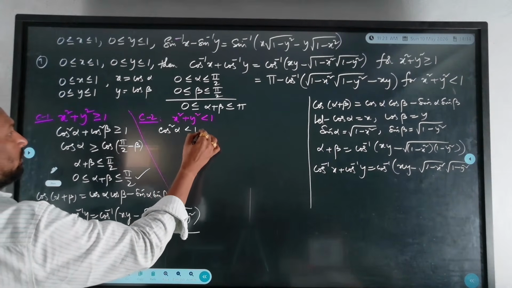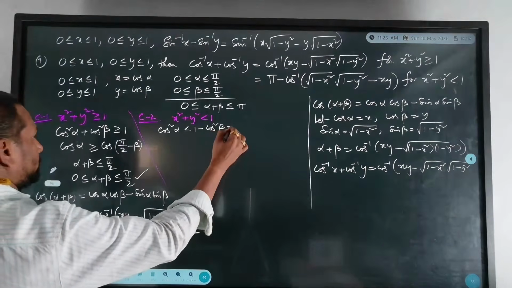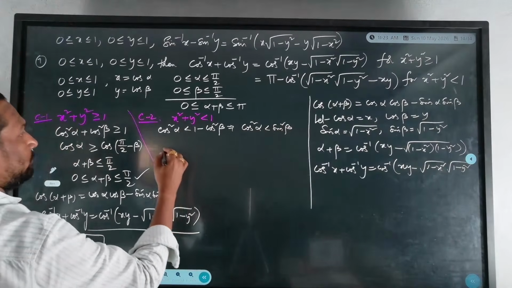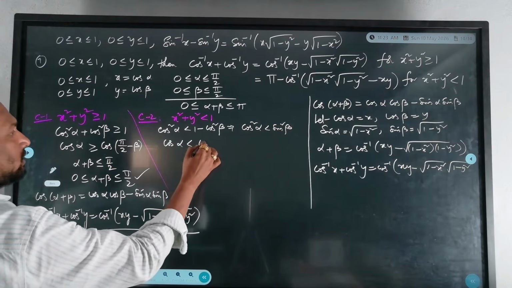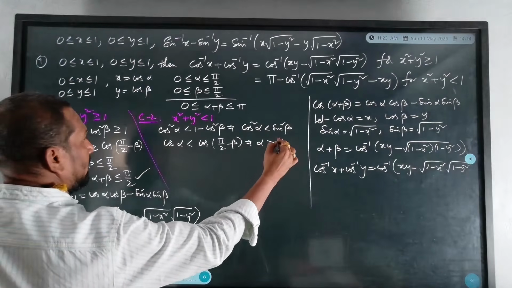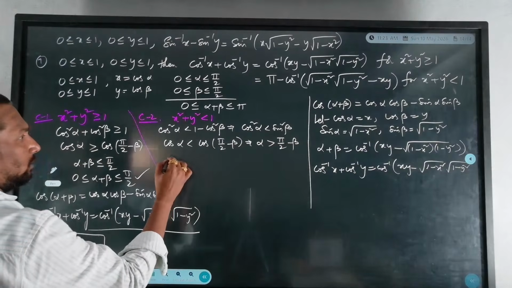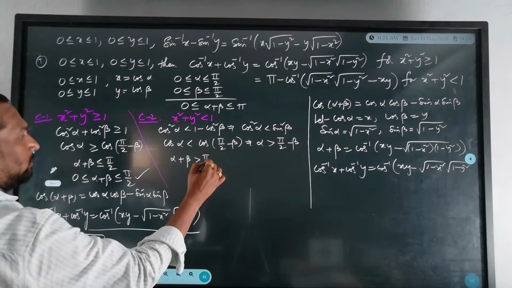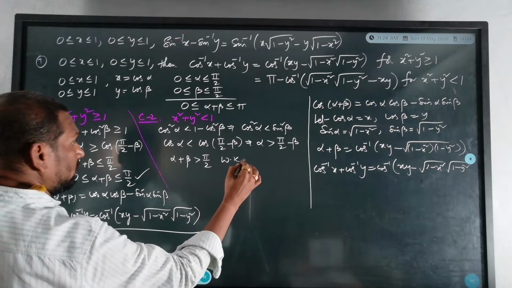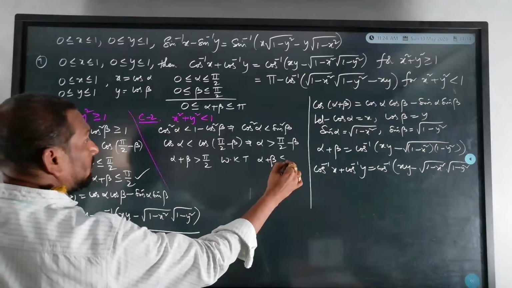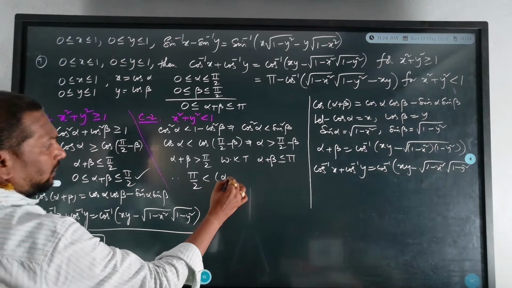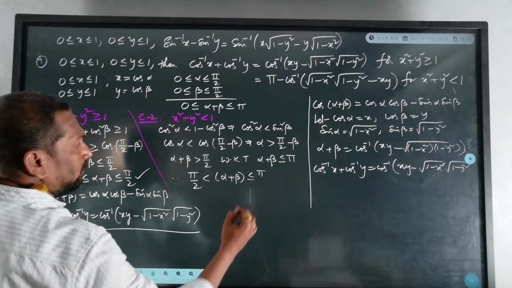Cos square alpha is less than 1 minus cos square beta. That implies cos square alpha is less than sin square beta, so cos alpha is less than cos of 90 minus beta. That implies alpha is greater than 90 minus beta. So alpha plus beta is greater than pi by 2. And we know that alpha plus beta is less than or equal to pi. Therefore pi by 2 is less than alpha plus beta less than or equal to pi.